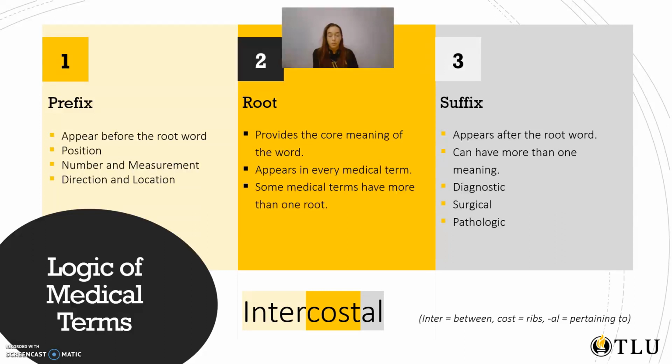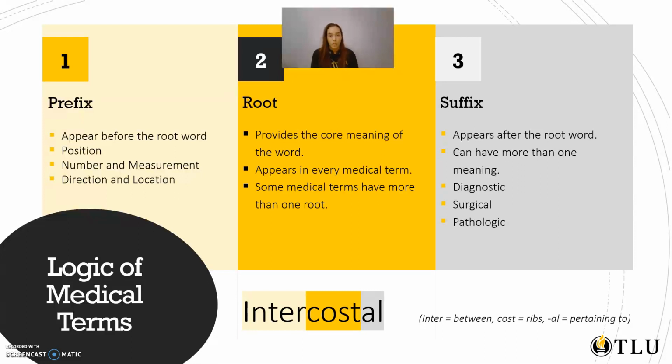Prefixes appear before the root word. They give us the position, the number and measurement, or the direction and location of the root word. A position example would be circum, around. The number and measurement example would be tri, bi, mono. And a direction and location example would be ab, meaning away.